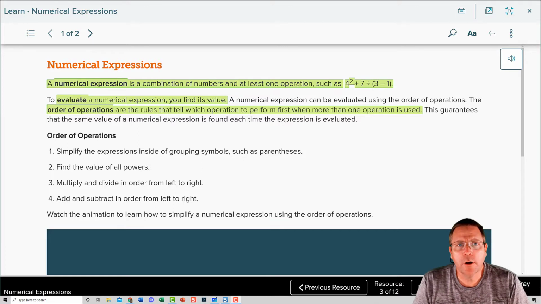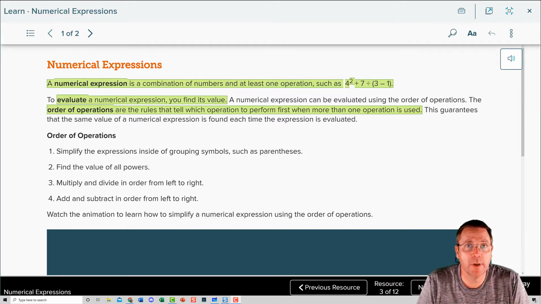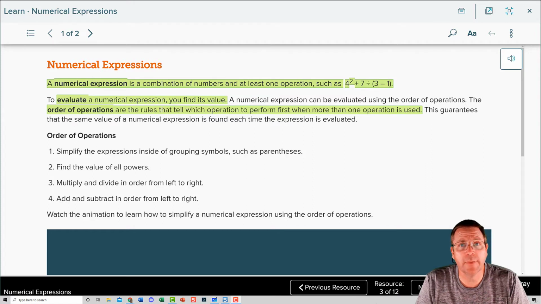Now we've already covered the order of operations in previous lessons, and it says to simplify expressions inside of grouping symbols such as parentheses. That would be the P in PEMDAS. Step 2, evaluate powers. That would be the E in PEMDAS. Step 3, multiply and divide in order from left to right. That would be the M and the D in PEMDAS. And finally, 4, add and subtract from left to right. That would be the A and the S in PEMDAS.